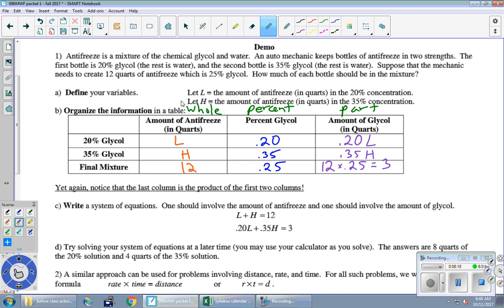Okay, and the second equation comes from this last column. It's the glycol column, it's the part. You got 0.20 L, that's how many quarts of glycol from the first mixture. 0.35 H is how many quarts of glycol from the second mixture. And then we add them up and we're hoping to get 3 quarts of glycol at the end of the day. And so that's that equation right there. Any questions on that one?